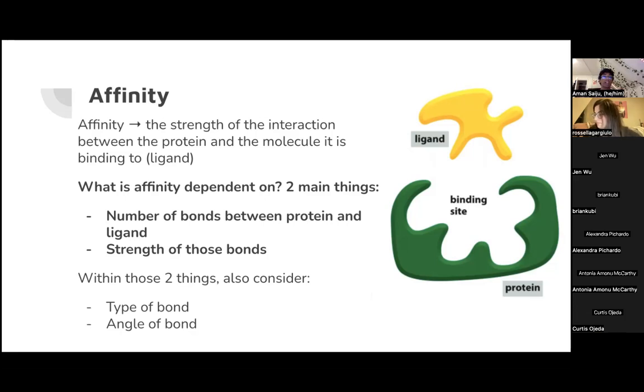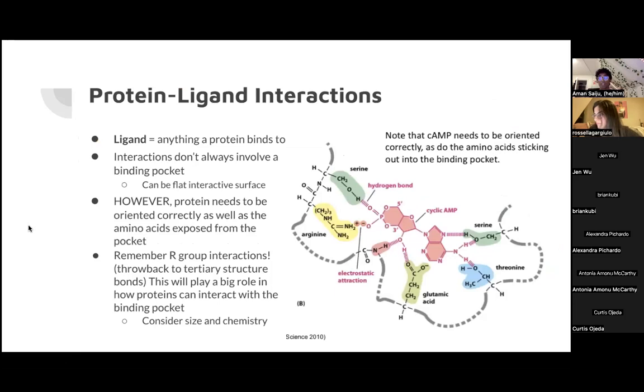All right. So the strength of those bonds, especially, comes down to the type of the bond and the angle of the bond. That's again what we talked about here, with the size and chemistry. If you have bonds that are at really strained angles, they're not going to be as strong, depending on the size of the amino acids involved, the size of the ligand, and how that interaction takes place.